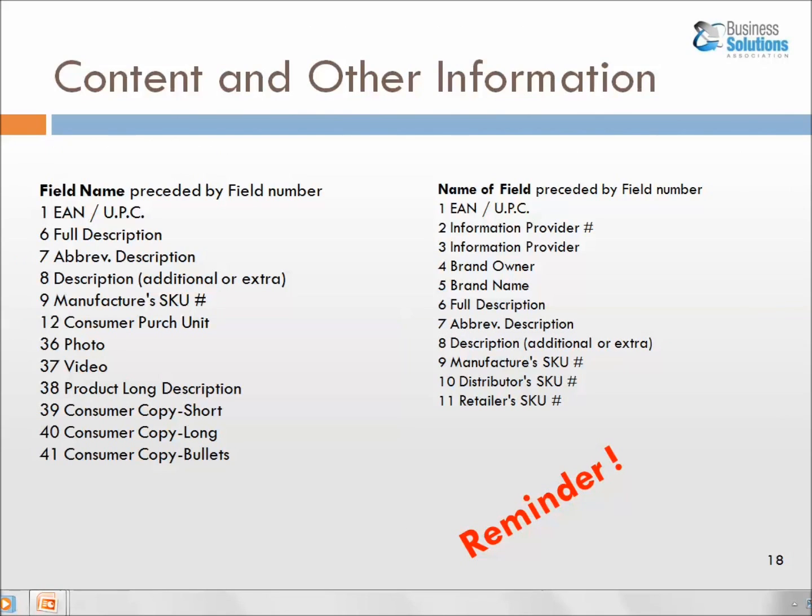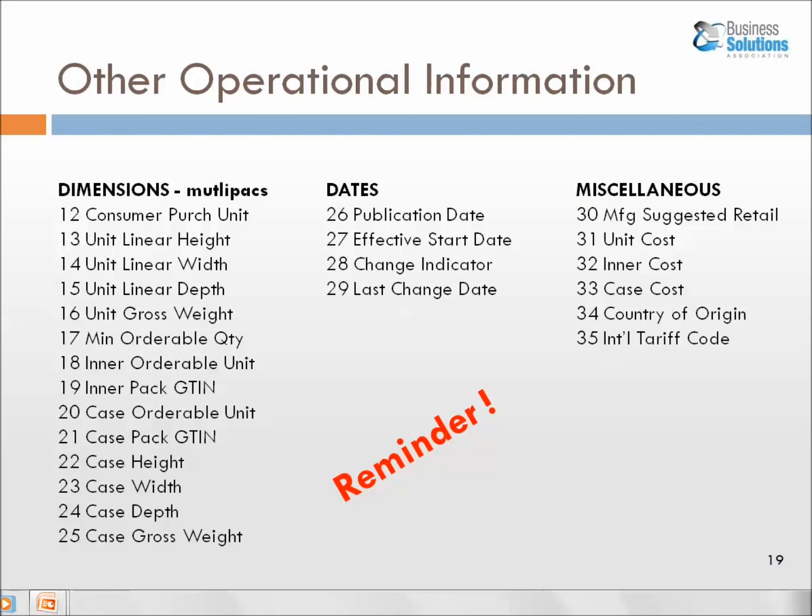As we said earlier, today's standards must be backward compatible so we can leverage work accomplished in the past. Note, other fields found in the earlier operational information include item number 4, brand owners, number 5, brand name, number 10 distributor SKU, and number 11 retailer SKU. There are even more fields of operational and transactional information available.